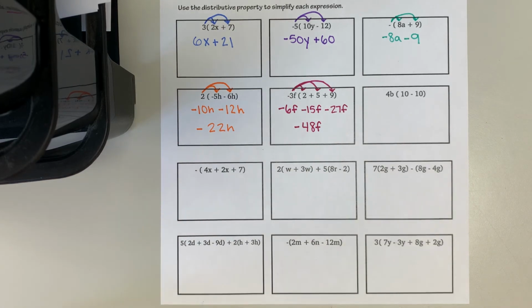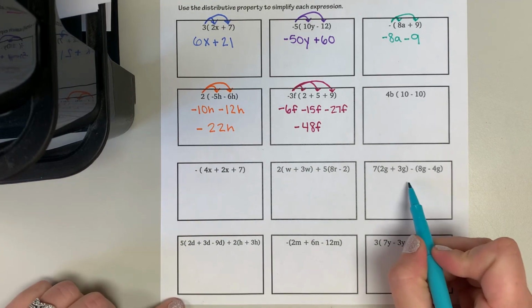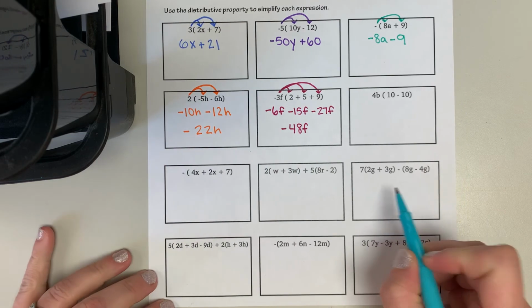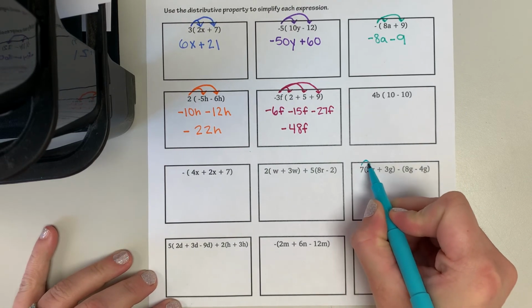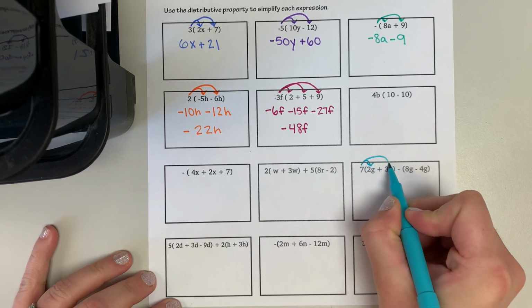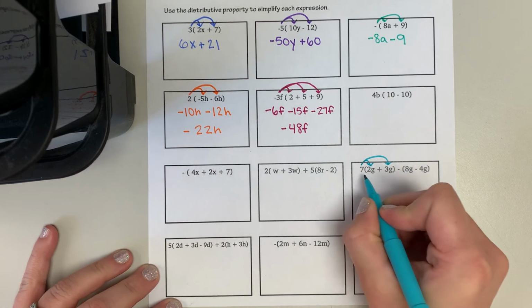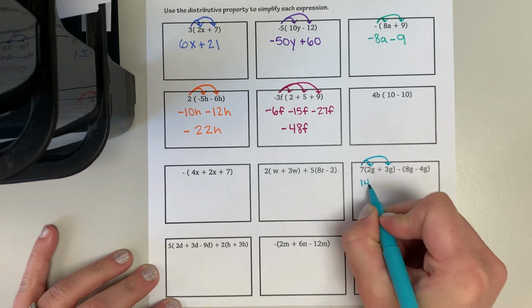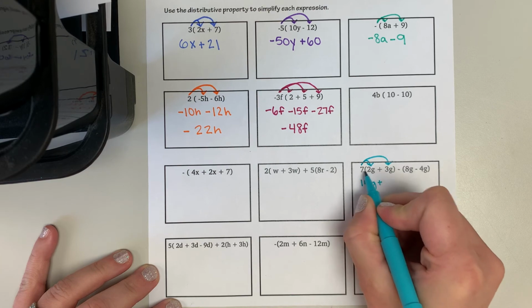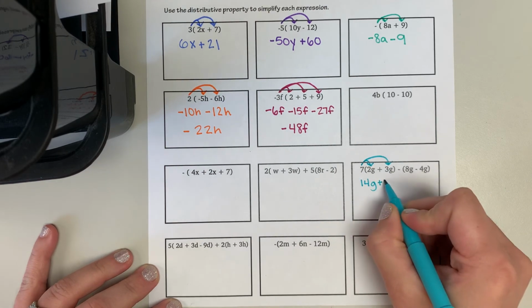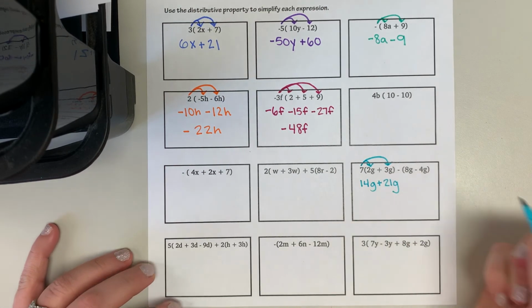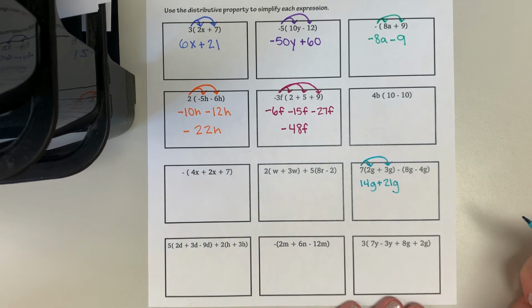Now, let's look at something with multiple distributive portions. So let's look at this problem here. Positive 7 is going to distribute to that 2g and that 3g. So 7 times 2g is 14g plus 7 times 3g, 21g.